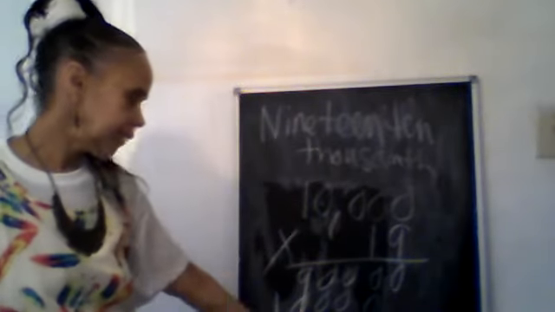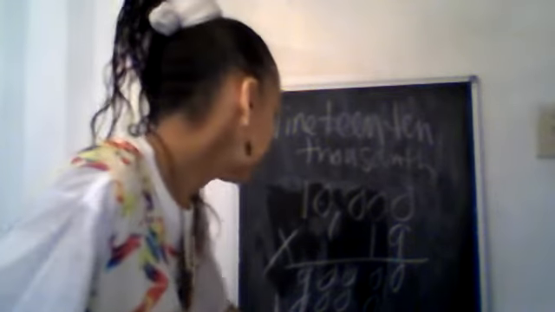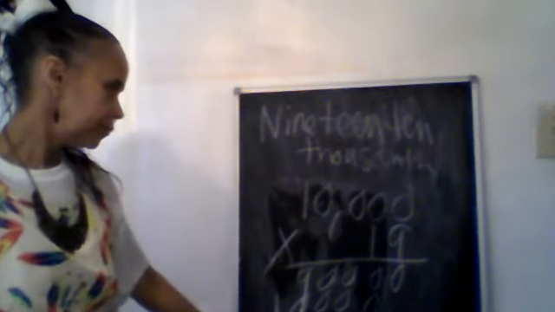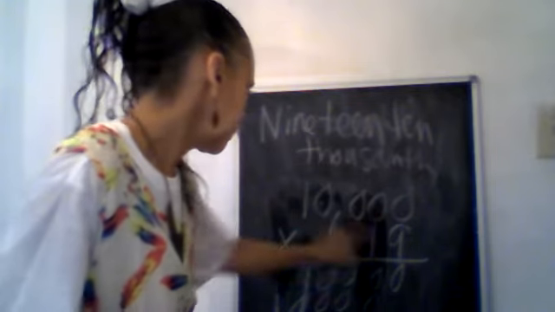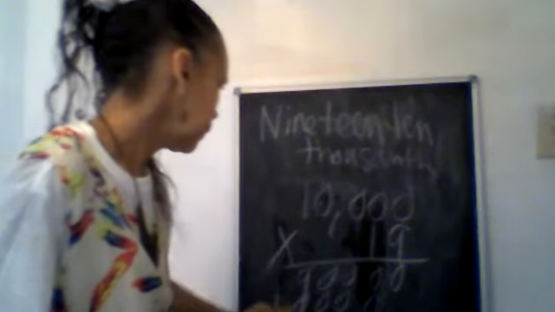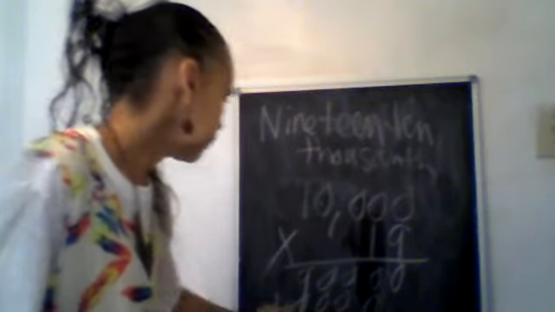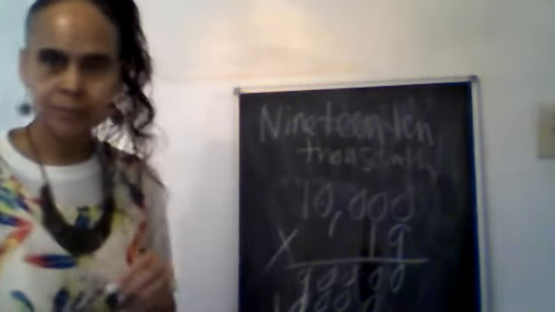So 10,000. Well, what I come up with is 9 times 0, 0. 1 times 0, 0. So you gotta have a comma here. So I got 190,000. That's what I get.